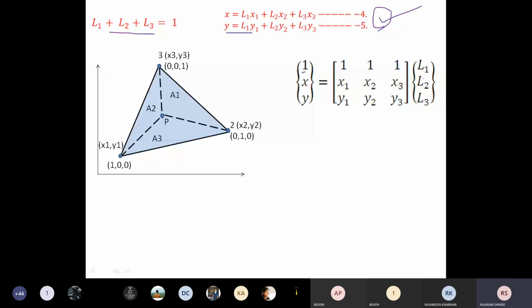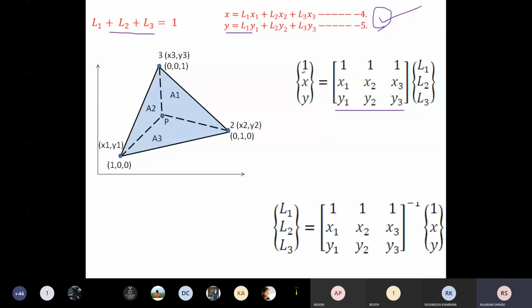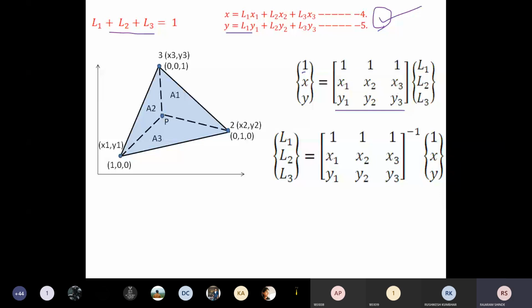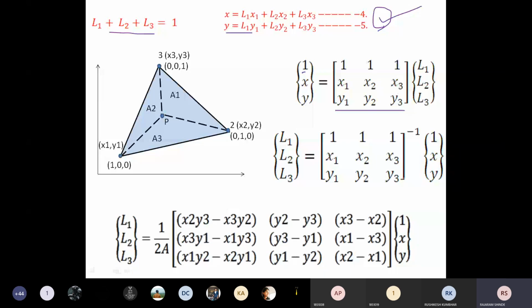Okay, now for calculation of L1, L2, L3, you have to take the inverse of this matrix. Okay, now for the inverse of this matrix, I will show you. Now see here, this is L1, L2, L3 is equal to the matrix 1, 1, 1, x1, x2, x3, y1, y2, y3 inverse times 1, x, y. Now again you go for the cofactor approach and calculate the inverse. Now that inverse you will get. I will not repeat the inverse of this. Okay, you try it yourself.